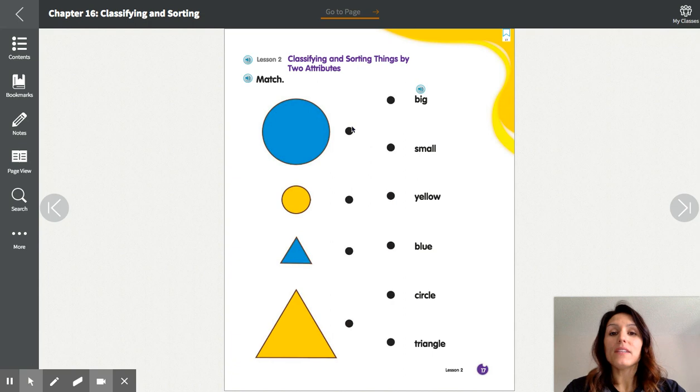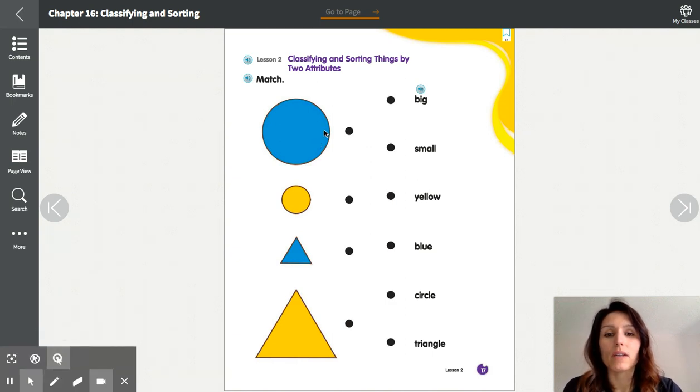So on this page, we're going to sort things by 2. We're going to describe what they are. So for this first one, we have this big blue circle here. So that is exactly what we're going to draw the lines to. So I'm going to use my little cursor again, and I'm going to kind of just follow along here with the line. So is the shape big or small? Big. Good. So you're going to draw a line from here to here. Okay.